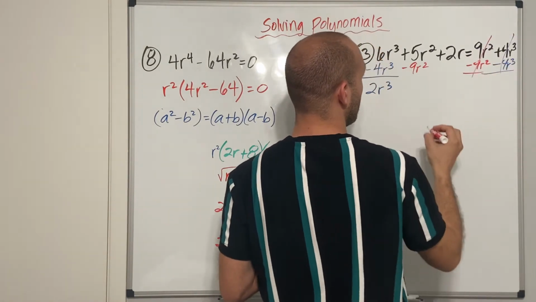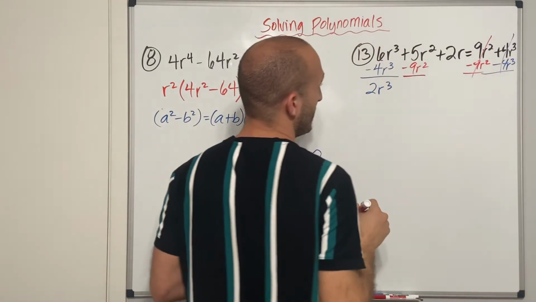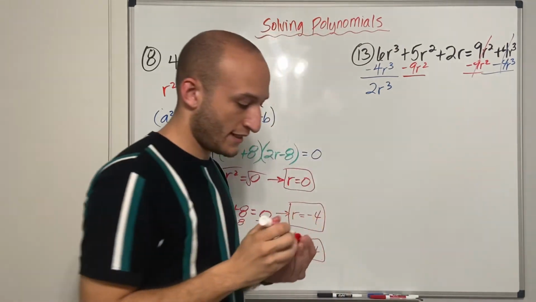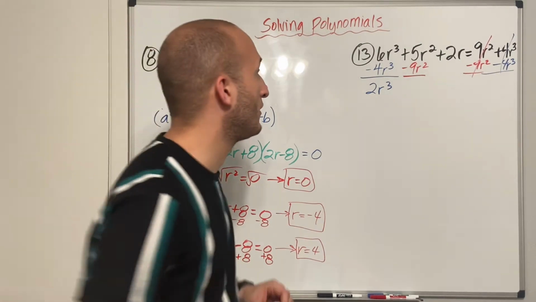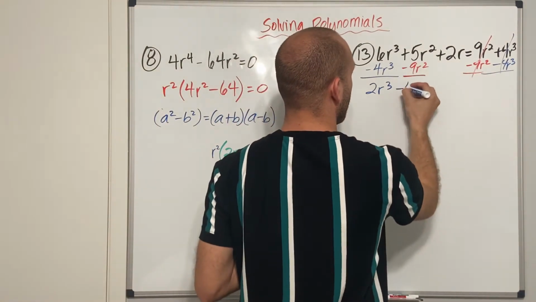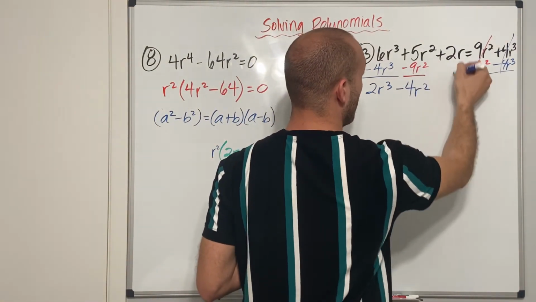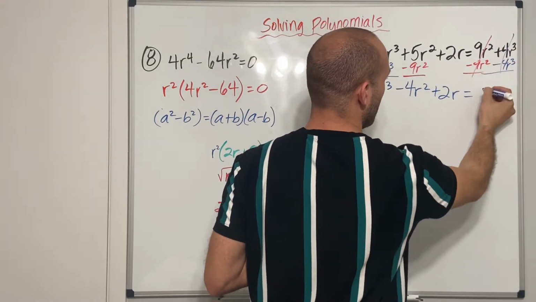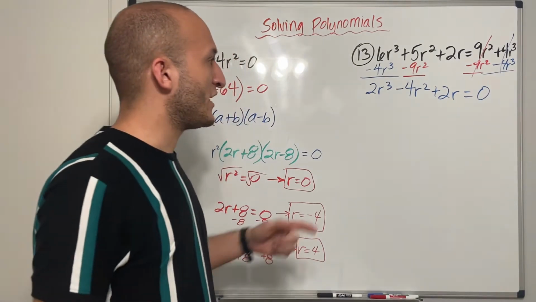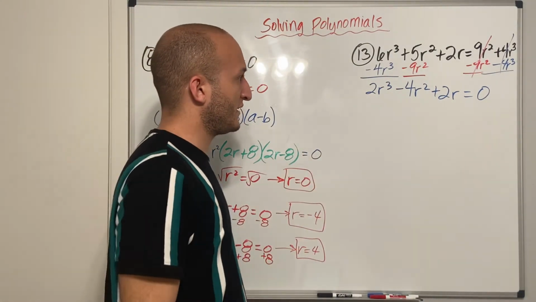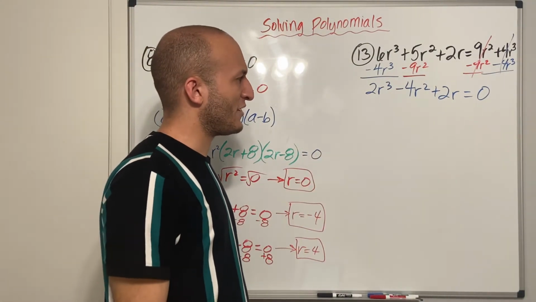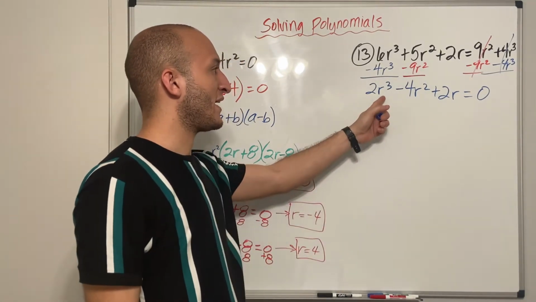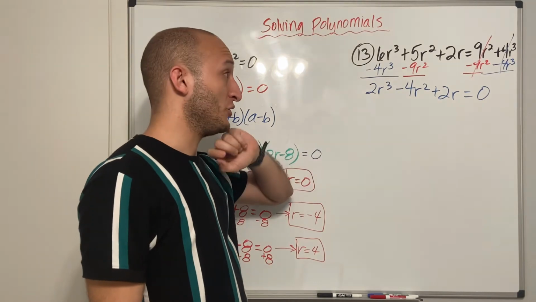This becomes 0. And this is 5r squared minus 9r squared. That would be negative 4r squared. We'll bring this one down, plus 2r equals 0, both of these ended up being 0. So now this looks better, but still not how I want it to look. I want to get it down to my highest degree being a 2.